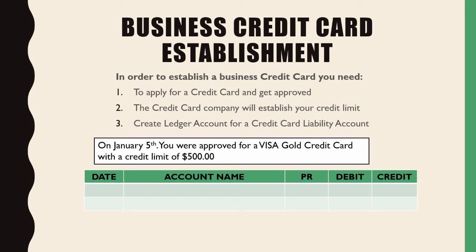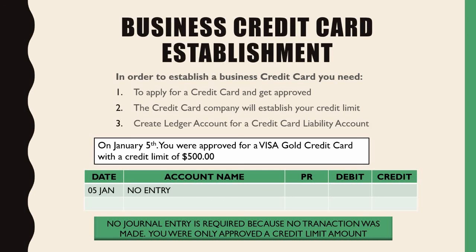So once you've done that and you got approved, you're going to create a ledger account for this credit card. So on January 5th, you were approved for a Visa Gold credit card with a credit limit of $500. So in this case, you applied, you were given, and this is what you got. You got a credit line of $500.